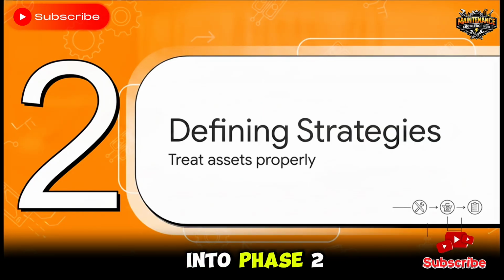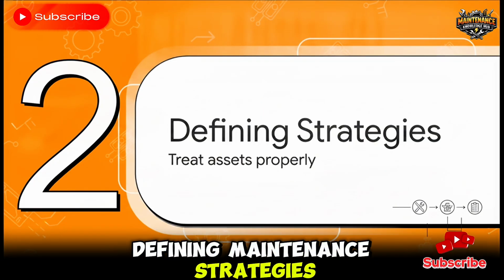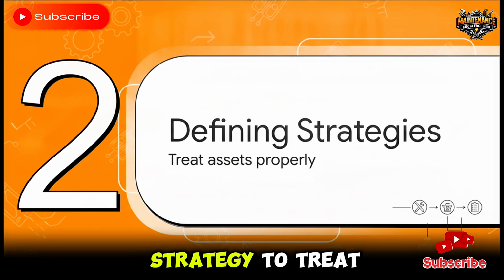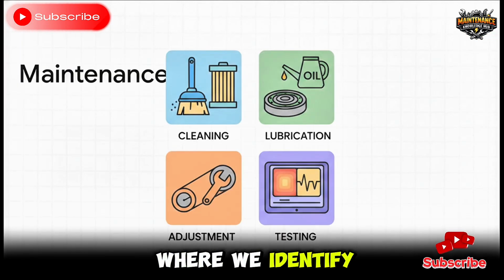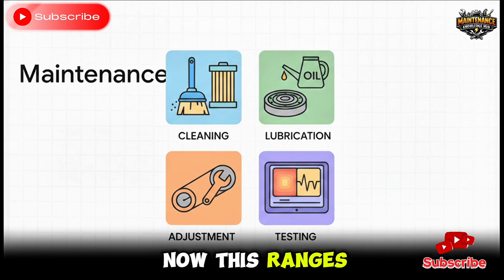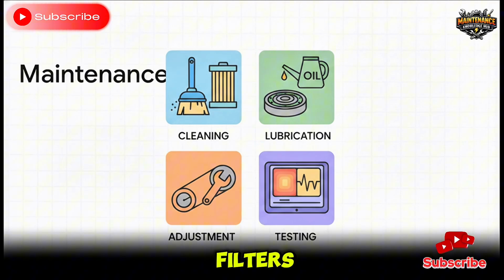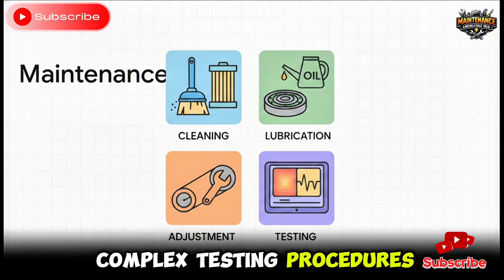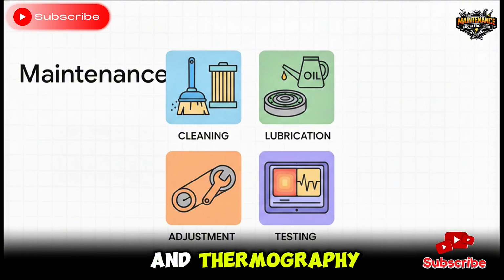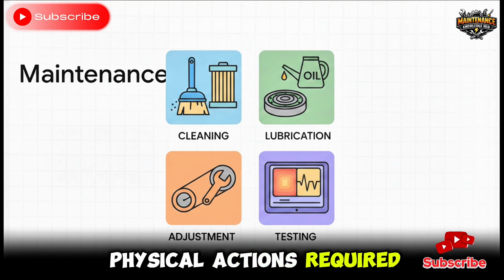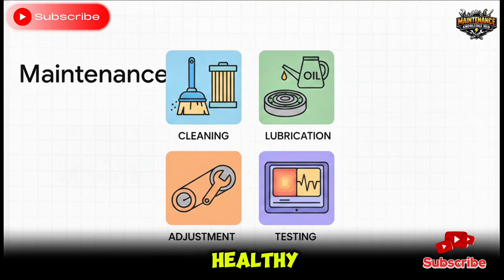Moving into Phase 2, defining maintenance strategies. Building the right strategy to treat different assets appropriately. Step 4 is where we identify maintenance tasks. Now, this ranges from really basic stuff like routinely wiping down and removing dust from filters, to regular lubrication of bearings, adjusting belt tensions, all the way up to highly complex testing procedures like vibration analysis and thermography. It's really about figuring out the exact physical actions required to keep a specific asset totally healthy.